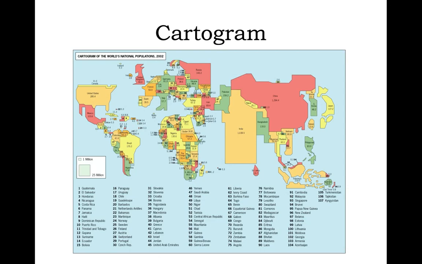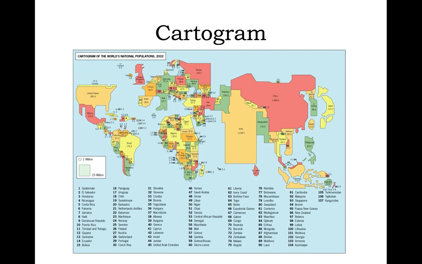This is a cartogram. A cartogram takes information and distorts the map to represent that information. So, this map is looking at the world's populations in 2002. Countries with higher populations are represented as larger on this map. For example, India and China are the 2 largest countries on this map because they have the largest populations. Canada, on the other hand, is very small on this map because Canada's population is not very large.